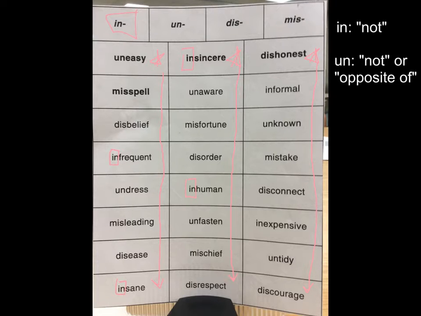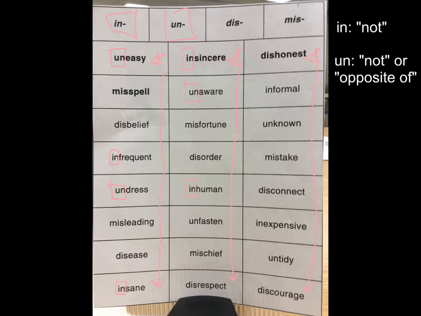Our next prefix is un. This also means not or opposite of. So when un is added to a base word, it's meaning not or opposite of. So for instance, our bold word, uneasy, something that is not easy to do. Then down you have undress, so opposite of getting dressed.